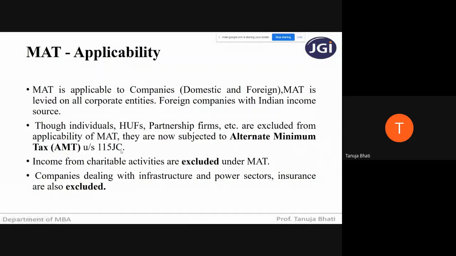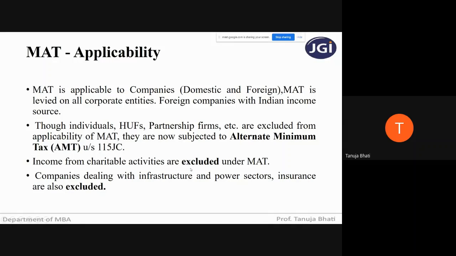So students, 115 JB is applicable to companies, which is MAT, and 115 JC, that is AMT, alternative minimum tax, is applicable to everyone except companies. AMT is not there in your syllabus, but you need to know that in case of individuals, HUF, partnership firm, MAT is not applicable, AMT is applicable.